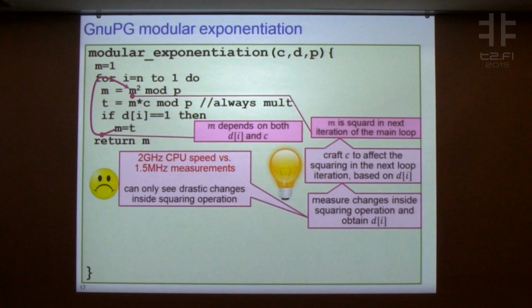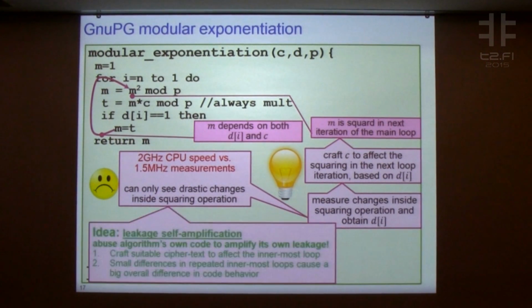But we still have the problem of speed. The CPU runs at around 2 GHz, while we measure it only at 1.5 MHz. So we cannot observe subtle changes inside the squaring operation. What we need is a big, drastic change inside the squaring operation in order to observe it.